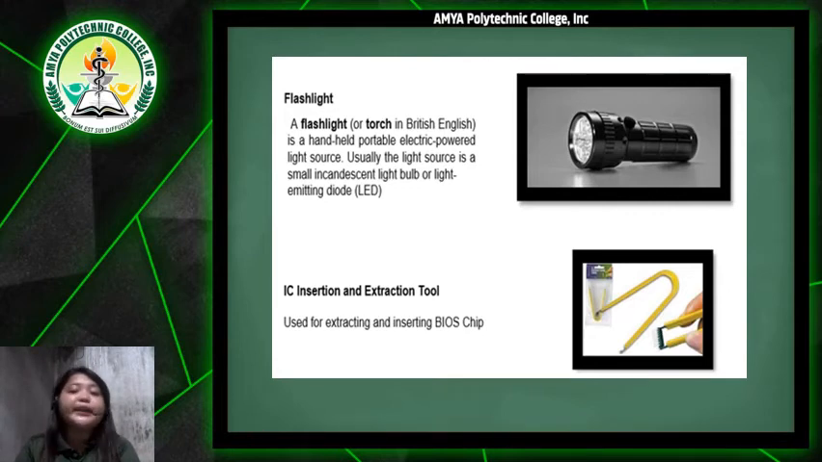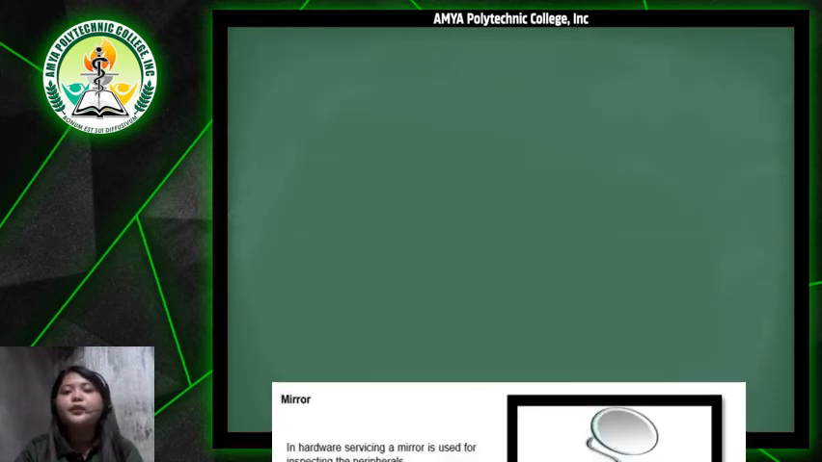We also have the flashlight. A flashlight, or torch in British English, is a handheld portable electric-powered light source. Usually the light source is a small incandescent light bulb or light emitting diode, or LED. Next we also have the IC insertion or extraction tool. This is used for extracting and inserting the BIOS chip.